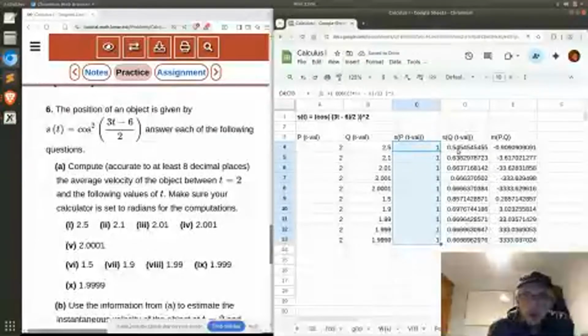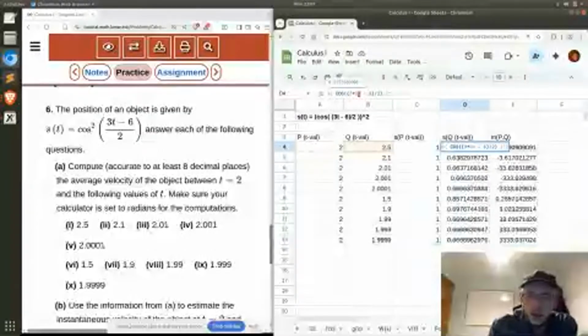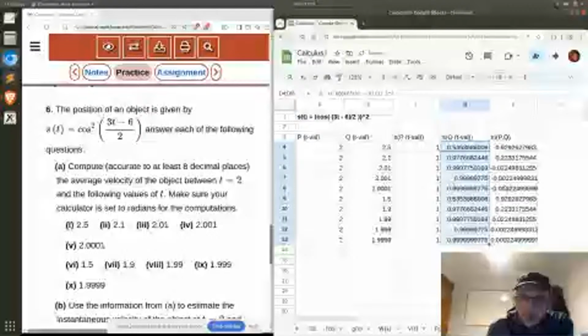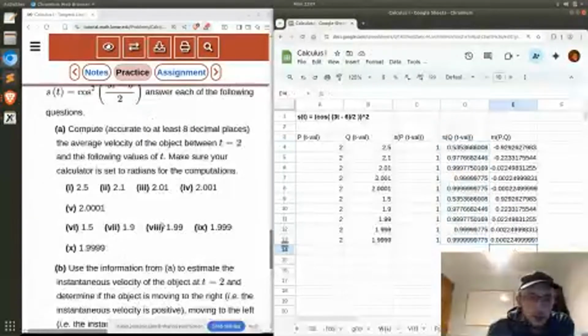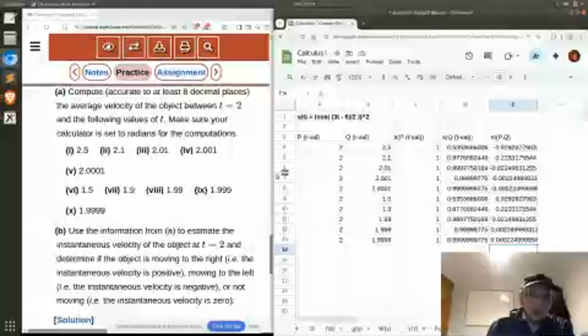Okay. Now we take the function we just created, put it here. This time we feed in not A4 but B4. And extend. And upon doing so, the instantaneous velocity of the object appears to be 0.